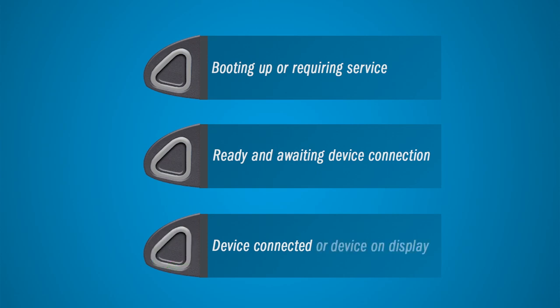Press the button to display the connected device on the large LCD screen. The green button will flash while the device is on display.